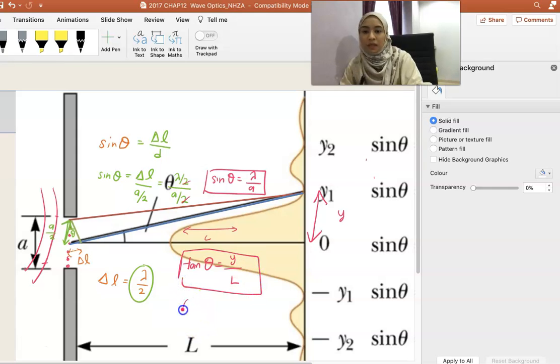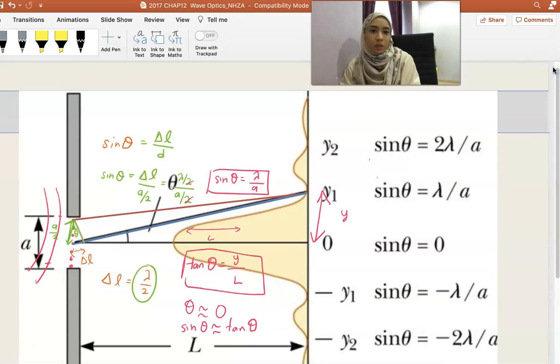Remember, if your theta is super small or approaches 0, your sine theta is equal to tangent theta. And we already proved this. Use your calculator. Sine 0.001 is equal to tangent 0.001. Same thing. So here I can say sine theta is approximately equal to tangent theta. So what can I do with this information? Yes, I can equate it.